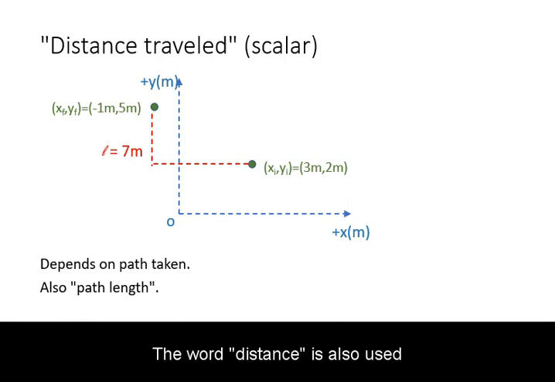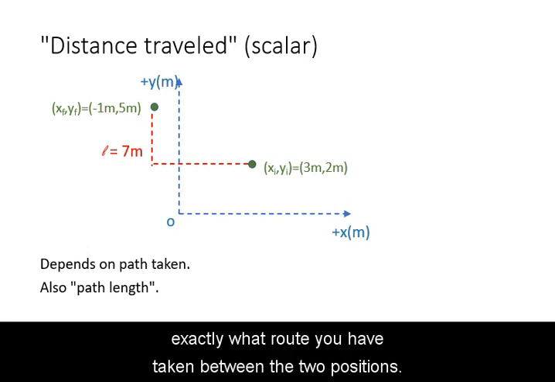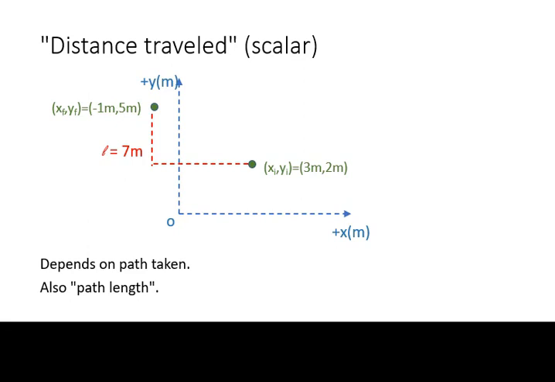The word distance is also used to refer to path length. This is for applications where it matters exactly what route you had taken between the two positions. For example, when calculating how much gas usage you have to budget for when traveling in a city grid, you would report the distance traveled.